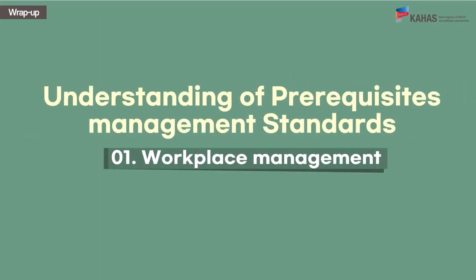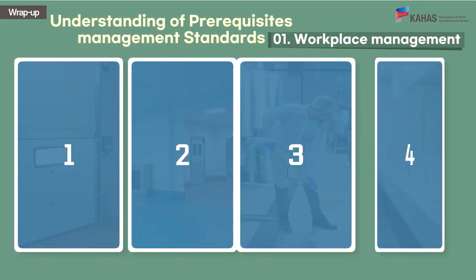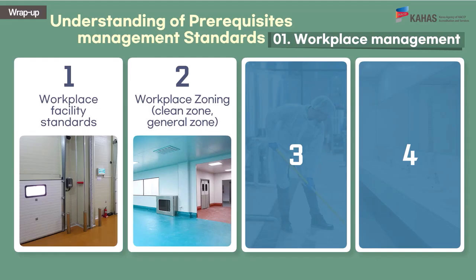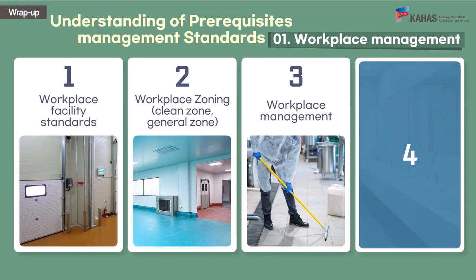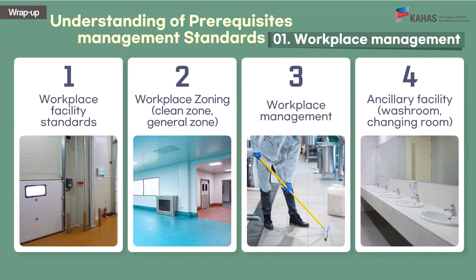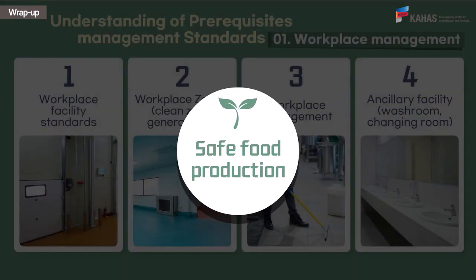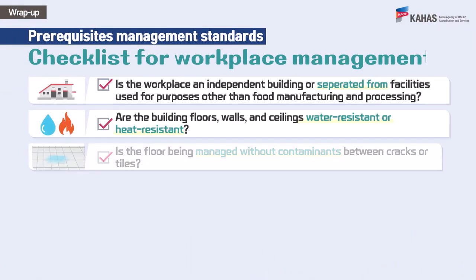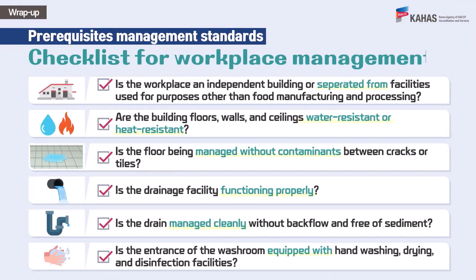So far, we have learned about workplace management, which is the first step of managing the prerequisites. We hope you produce safe food by complying with the standards of the workplace zoning method, management method, and the basic hygiene condition of the workplace we learned from this video. Let's thoroughly manage the hygiene of the workplace using the checklist.